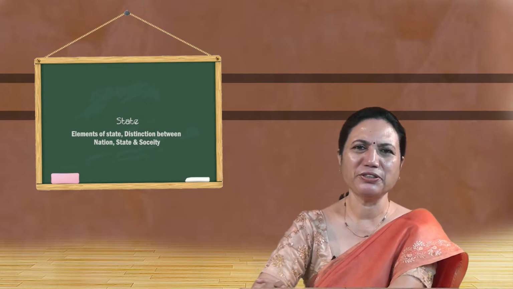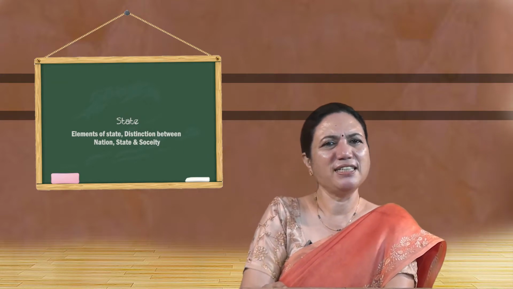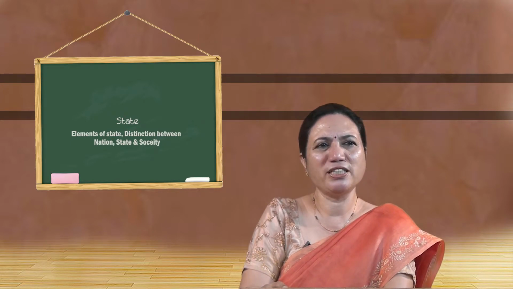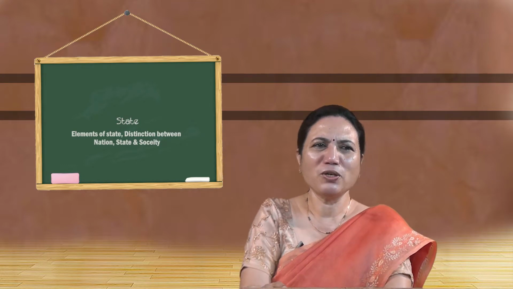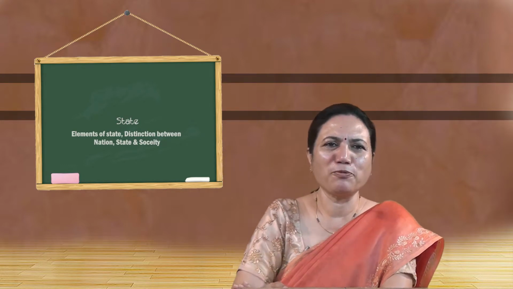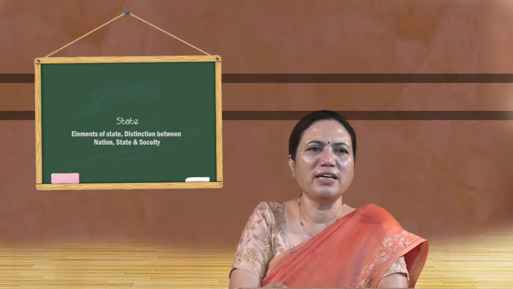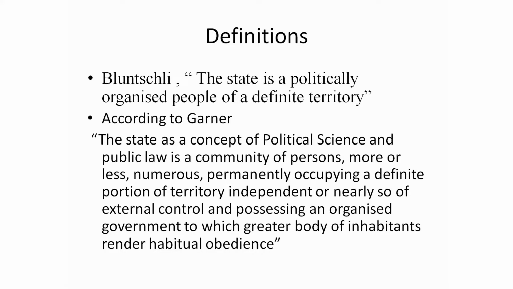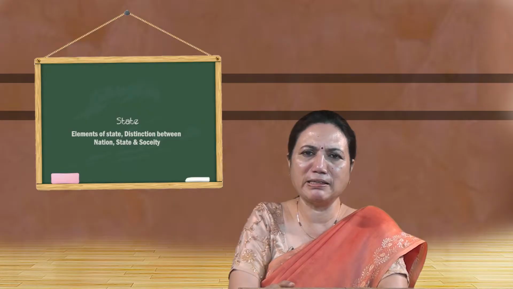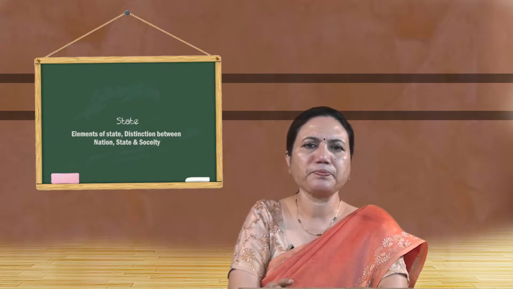Coming to the definitions of state, Bluntschli defines the state as a politically organized people of a definite territory. And according to Garner, the state, a concept of political science and public law, is a community of persons, more or less numerous, permanently occupying a definite portion of territory, independent or nearly so of external control, and possessing an organized government to which the great body of inhabitants render habitual obedience.